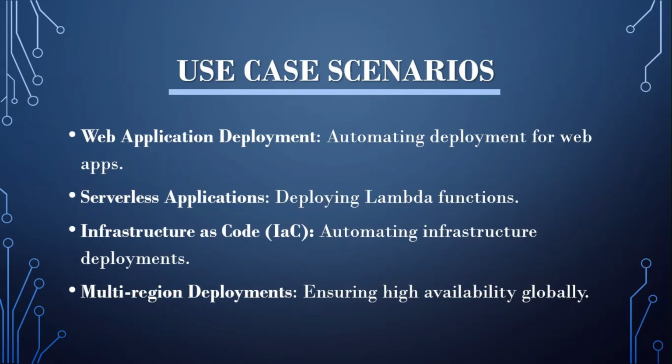So, where can we actually use Code Pipeline? It's great for automating the deployment of web applications. It also helps in deploying serverless applications using Lambda functions. If you are managing your infrastructure as code, Code Pipeline can automate those deployments too. And for businesses targeting a global audience, it supports multi-region deployments, ensuring high availability everywhere.